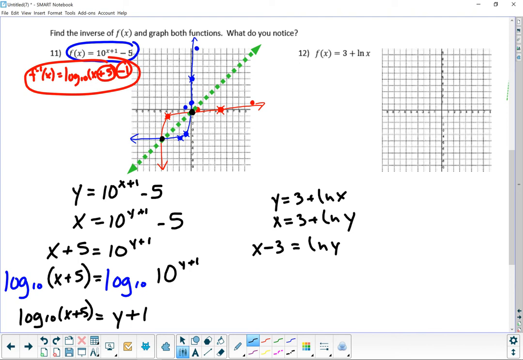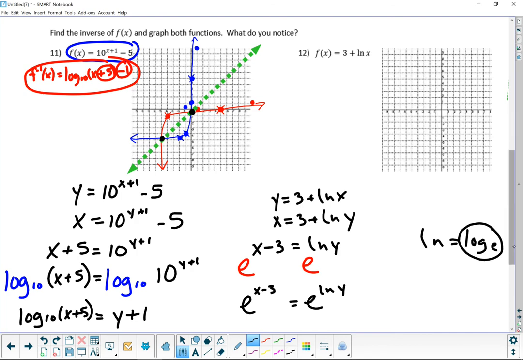Now, to get rid of the ln, remember ln is the same as log base e. So if I want to get rid of a base e, I have to raise e to both sides, a big E. So I will have e to the x minus 3 equals e, remember big E, to the ln of y. And remember, ln is really log base e.